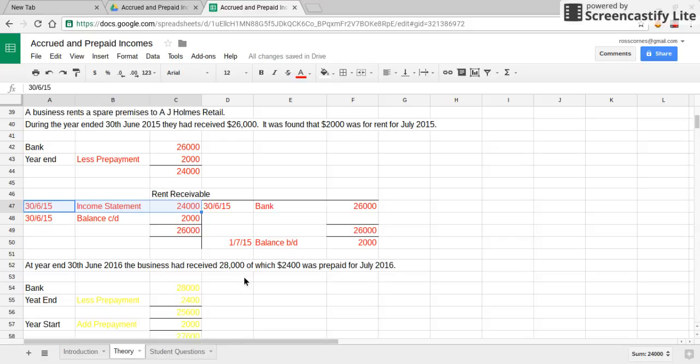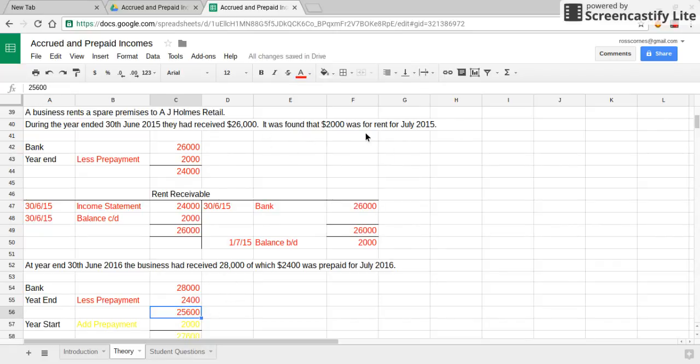Okay, looking now at what would happen in the second year for this business. They now receive 28,000 in the bank. So doing the calculation about how much we'd expect the actual income to be, we'd start with the bank figure. We know that this 2,400 at the end of the year shouldn't be part of this year's income. So we've got to subtract that, so less the prepayment at the year end. So as a running balance now, we should be on 25,600.